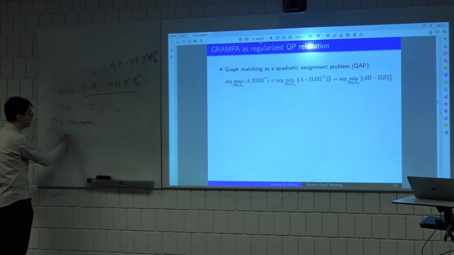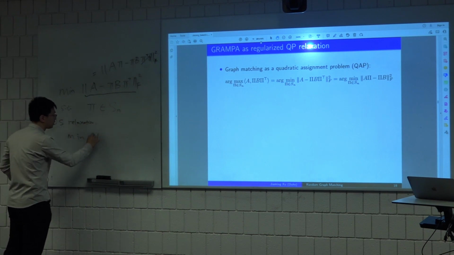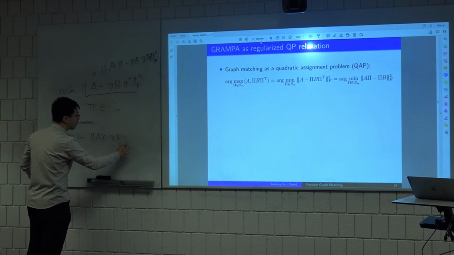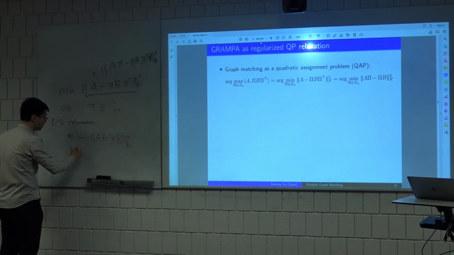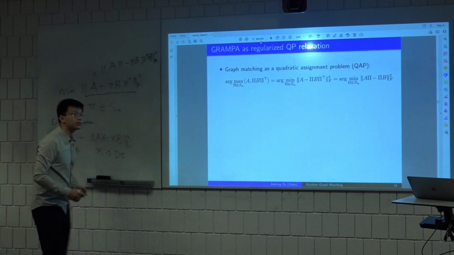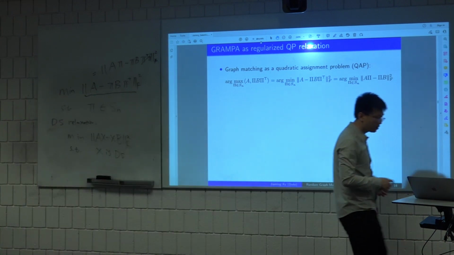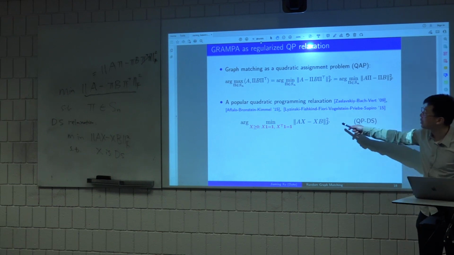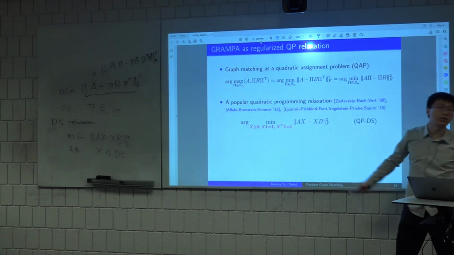Is that you just keep this objective. Now I'm going to write in terms of x, subject to x is doubly stochastic. Okay, so a doubly stochastic matrix is just a convex hull of the permutation matrices. So that's what I have here. So you have this quadratic objective, and you have this doubly stochastic constraint.